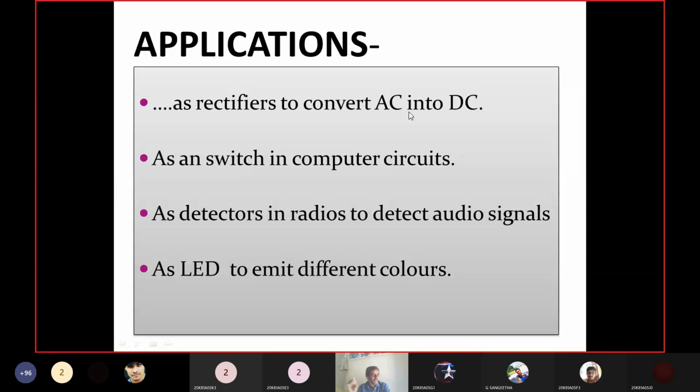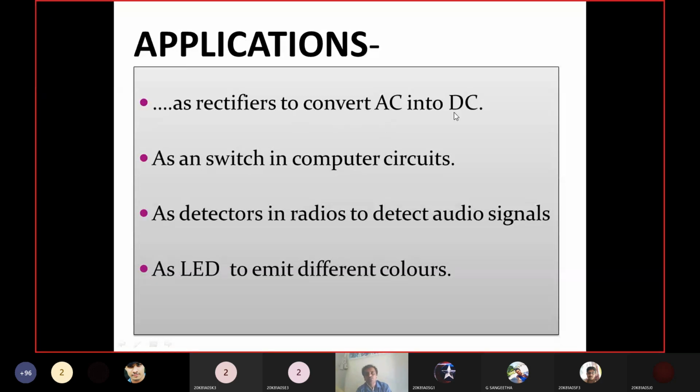If you apply the positive voltage, it is forward bias, and reverse bias in case you apply the negative voltage. That means if you take AC current, there is a positive half cycle and a negative half cycle. For the positive half cycle, it will become forward bias. For the negative half cycle, it will become reverse bias. So that's why it allows only the positive half cycle.